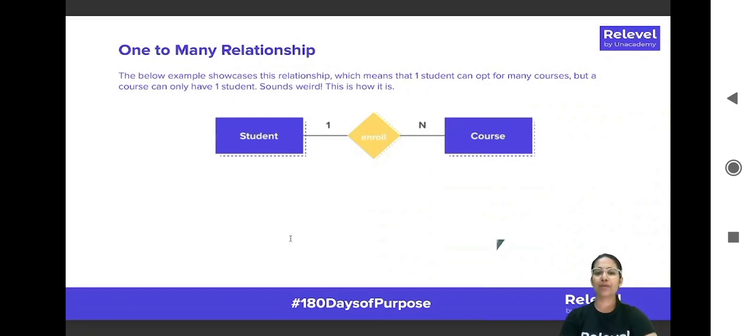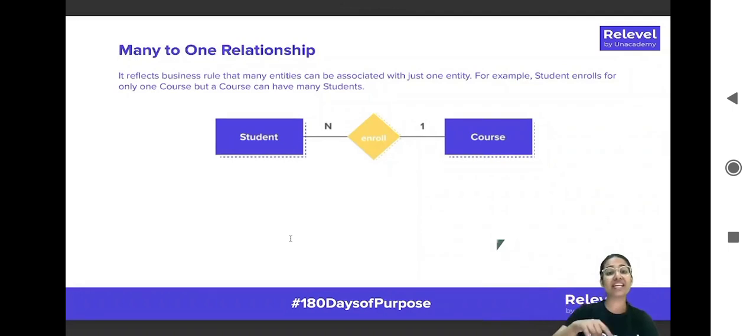Now the below example showcases this relationship, which means that one student can opt for many courses, but a course can have only one student. Again, that is weird, right? But this is how it is. Just for example, when we say one-to-many, that means one student can opt for many courses. I can opt for math, science, English, SST, but the course will have only one student. Okay, so one-to-many.